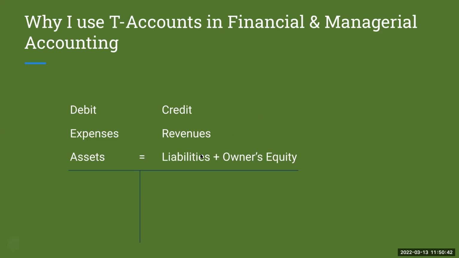So I've got assets equals liabilities plus owner's equity, ERDC. Assets typically have debit balances. They're increased with debits, decreased with credits. I record expenses with debits, revenues with credits. My liabilities and owner's equity accounts typically have credit balances. They're increased with credits and then decreased with debits.